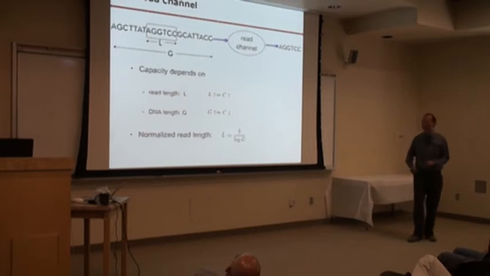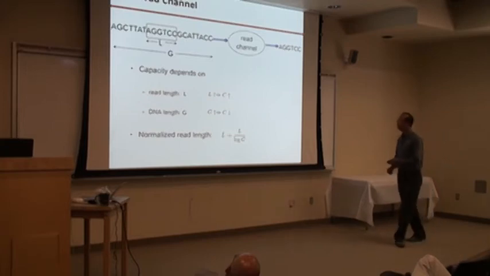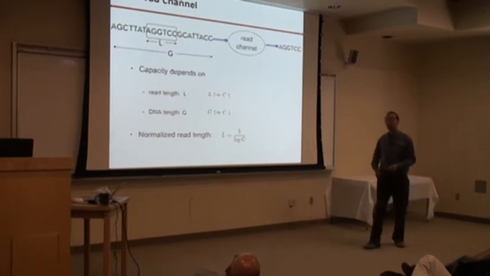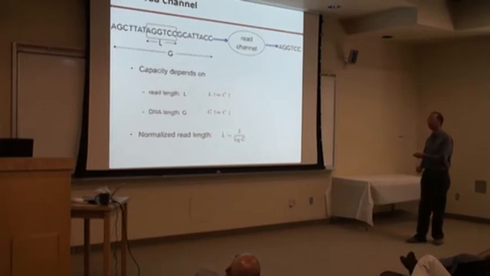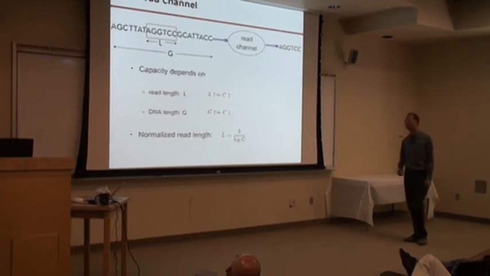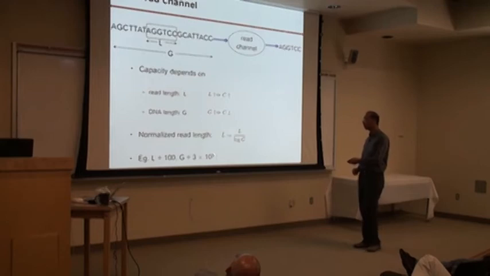bit more clever. And instead of thinking about read length L and genome length G separately, it turns out that what we should be looking at is a parameter we call normalized read length, which is defined in terms of L and G as L over log G. So you can see that the dependency is in the right direction here. As G increases, this L bar is reduced. Let's look at an example.